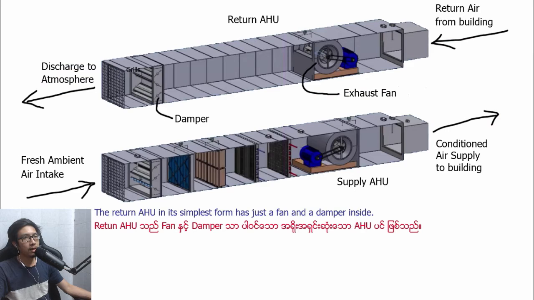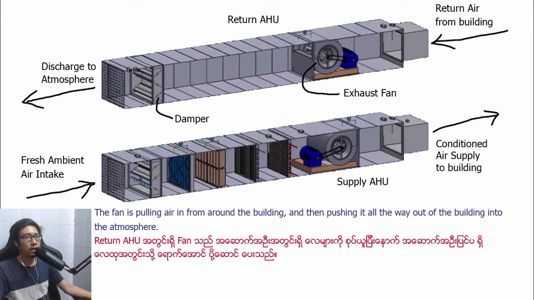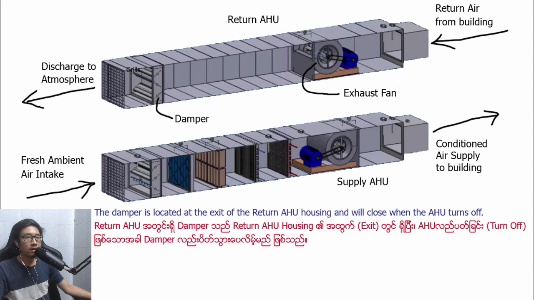The return AHU in its simpler form has just a fan and damper inside. The fan is pulling air in from around the building and then pushing it all the way out of the building into the atmosphere. The damper is located at the exit of the return AHU housing and will close when the AHU turns off.